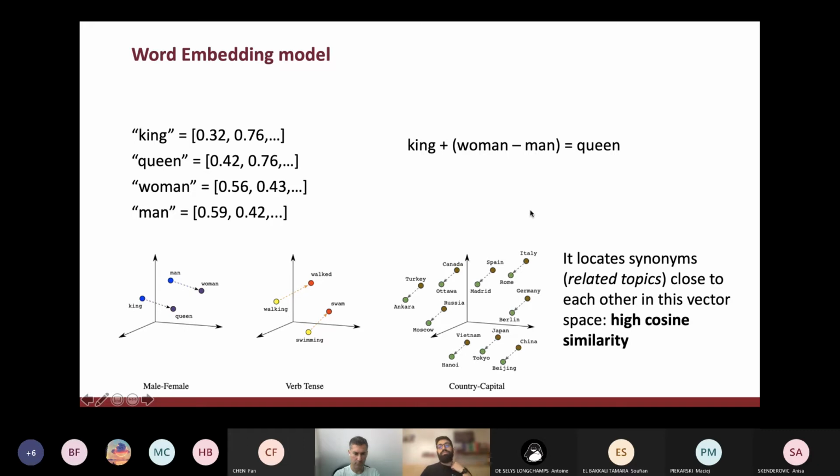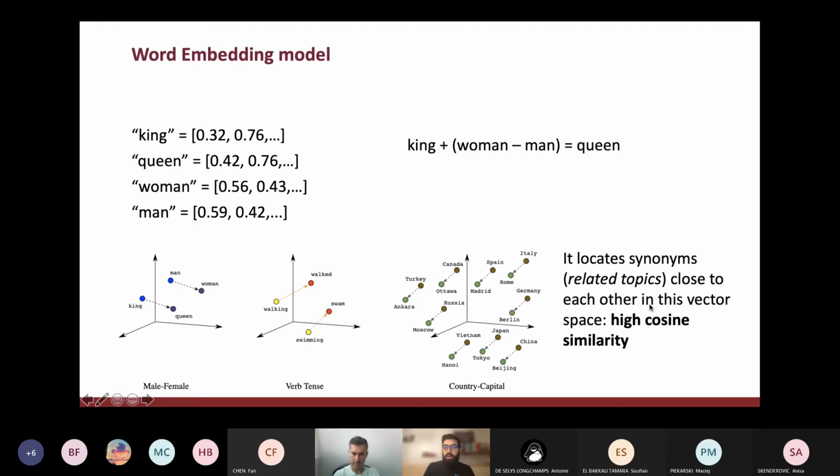This is the semantic relationship that we can extract. This is the semantic power that this model has. Another example is verb tenses. We can move from the ing form to the past form. If I want to know the past form of the verb swimming, I can simply calculate the distance between walking and walked, and add it to swimming to get to swam. It's the same also for capitals. Countries and capitals tend to have the same distance among nodes. So this is the power of the word embedding model.